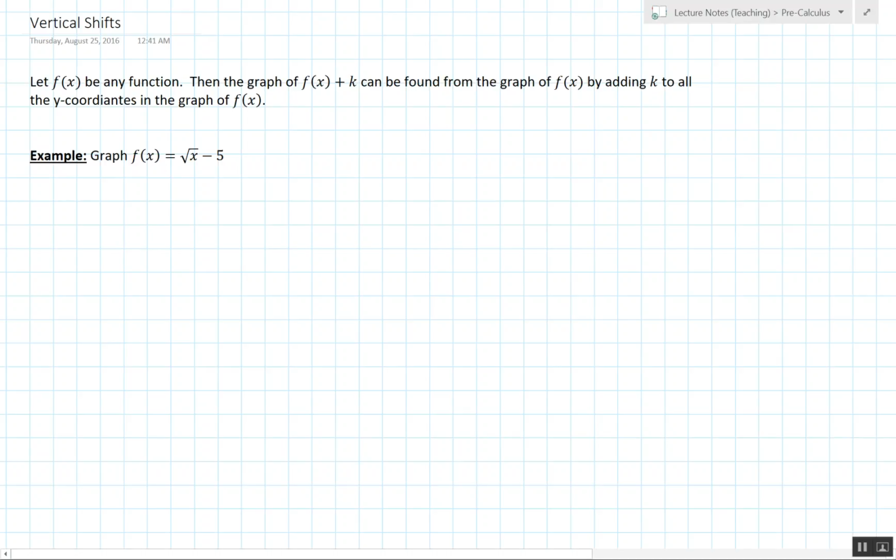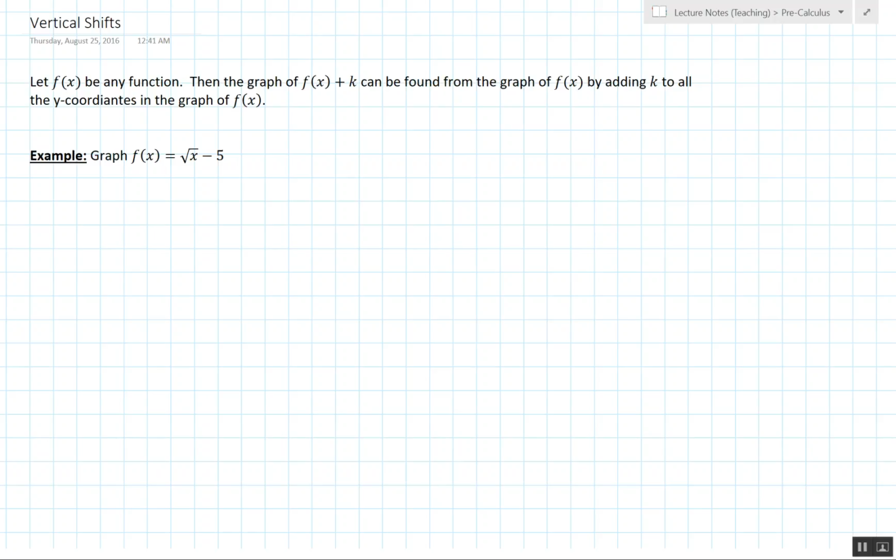Hi everyone, this is the first of our videos on translations, reflections, and stretches and compression. We're going to talk about vertical shift here. Basically, if you have a function and you just add a constant to it, to figure out the graph, you just add that constant to all the y coordinates.